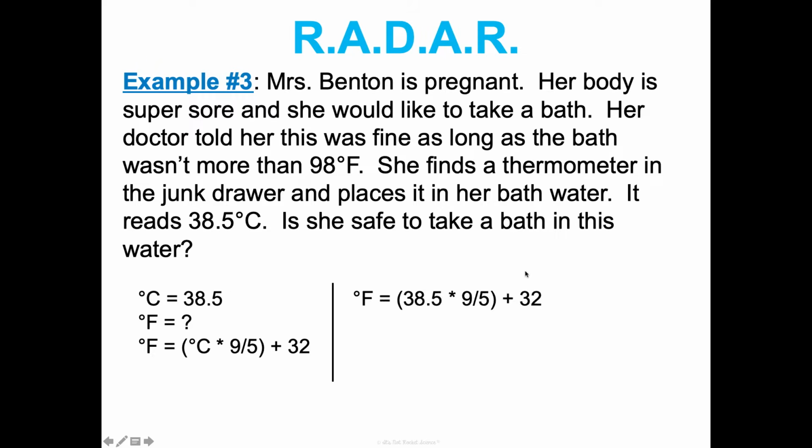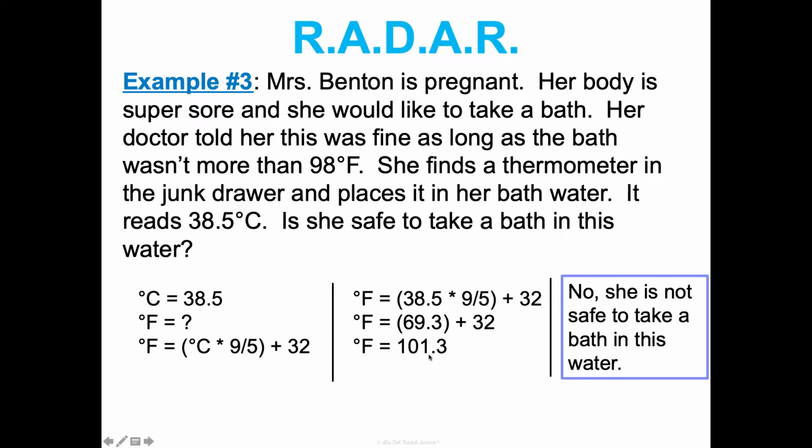Okay, so let's write out the equation. Let's write it again, but let's plug in for degrees Celsius. We know it's 38.5, so we're going to plug that in here. Okay, now let's solve this. We always do parentheses first in terms of order of operations. So 38.5 times 9 and then divided by 5 is 69.3. Now we're going to add 32, and that gives us 101.3 degrees Fahrenheit.